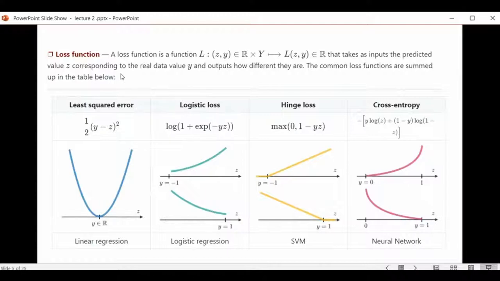A common term that's often used in machine learning is the loss function. You can read that for yourself, but we won't get too involved with the mathematics in this lecture. It's basically just a function to tell how different your predicted value, often labeled as Z or Y hat in some places, is from your real data value Y.